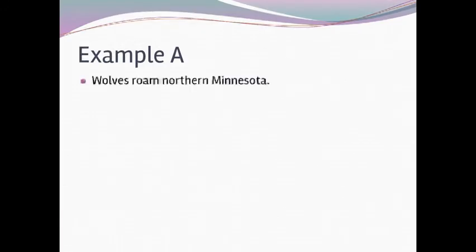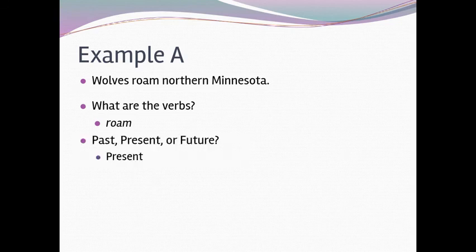First example, wolves roam northern Minnesota. So our steps are, again, find a verb. The verb is going to be roam. Okay, so roam. If I'm looking at that, first thing to do is decide, is that past, present, or future? Is that roamed? Nope, that's past tense. Will roam? Nope, not future. So this is going to be present tense.